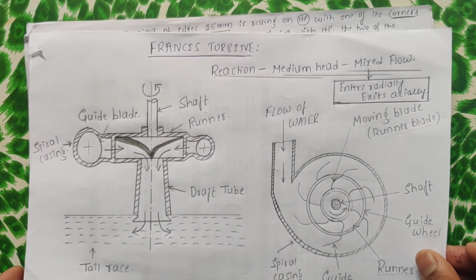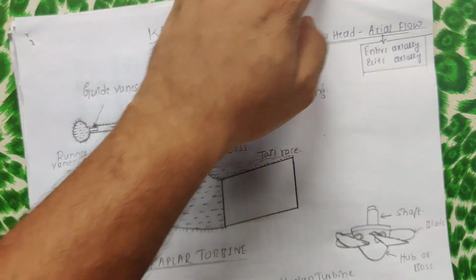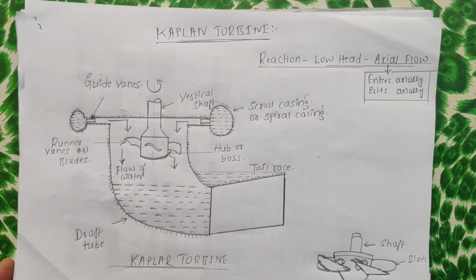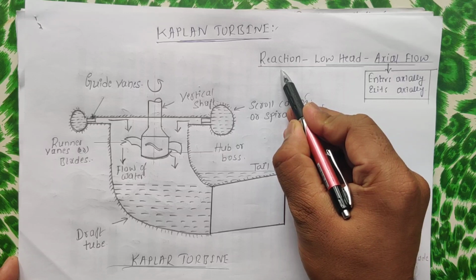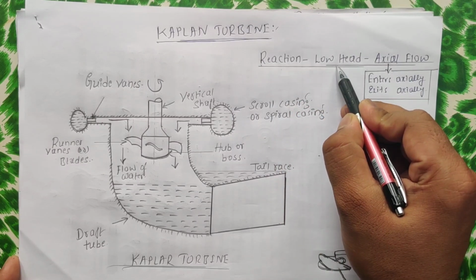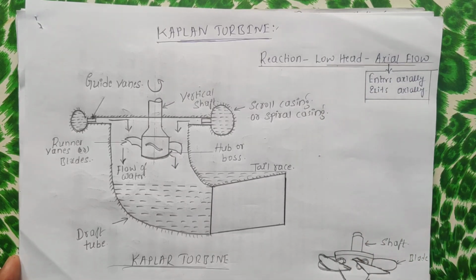Okay. So next there is one more turbine for your syllabus, which is Kaplan turbine. Okay, which is basically a reaction turbine as in case of Francis, and it is low head. It is not even high head or medium head, it is low head, and it's an axial flow turbine. That means water enters axially as well as exits axially.